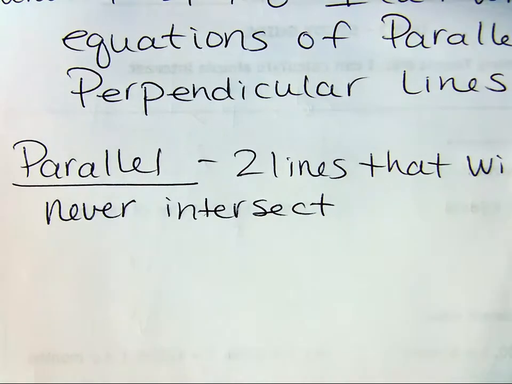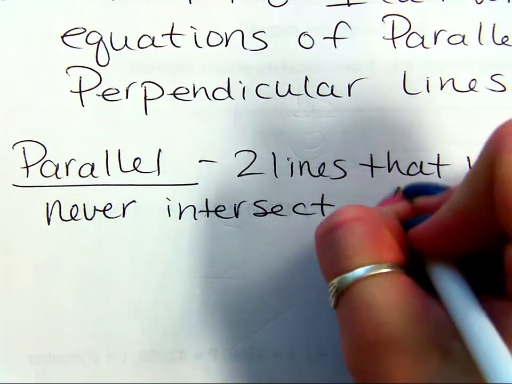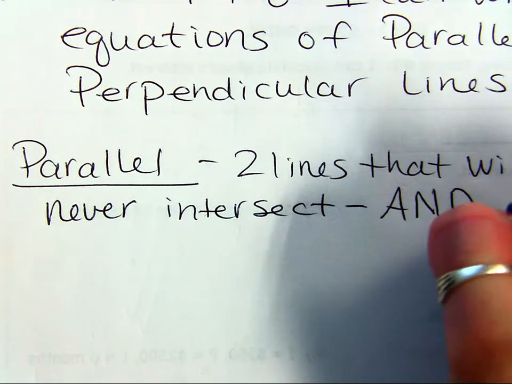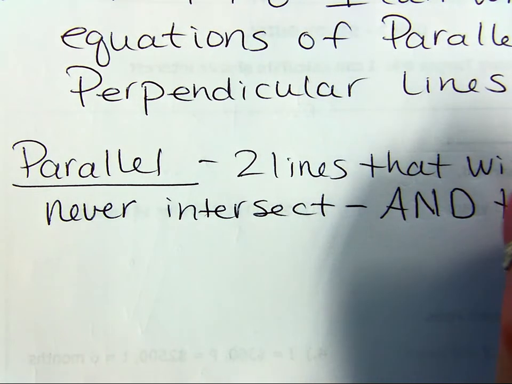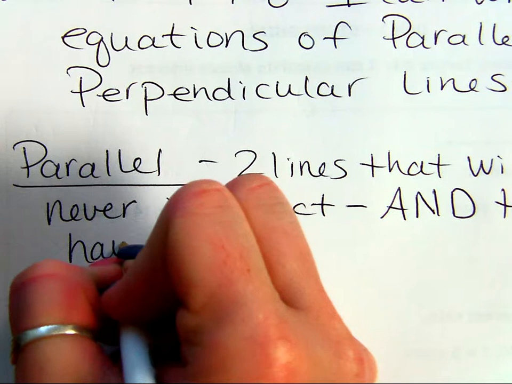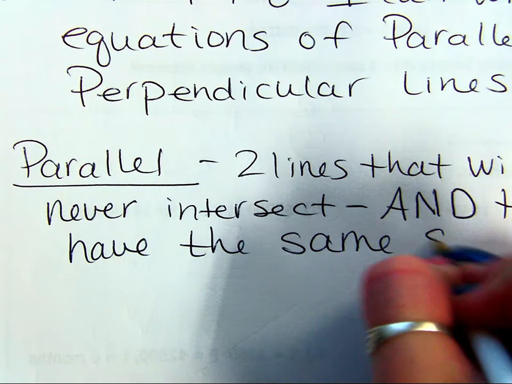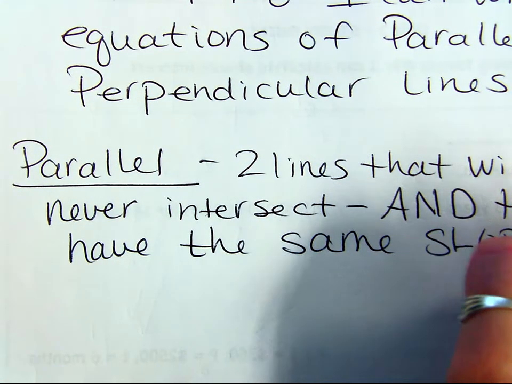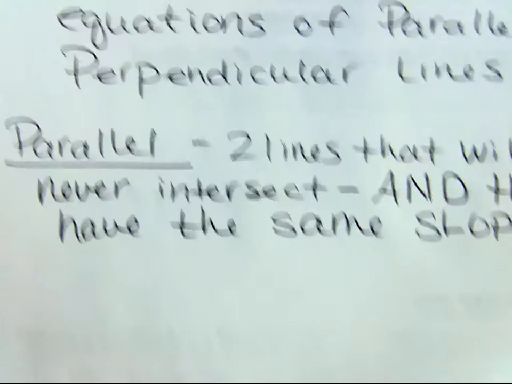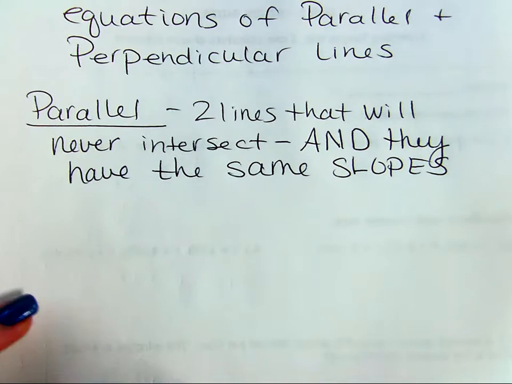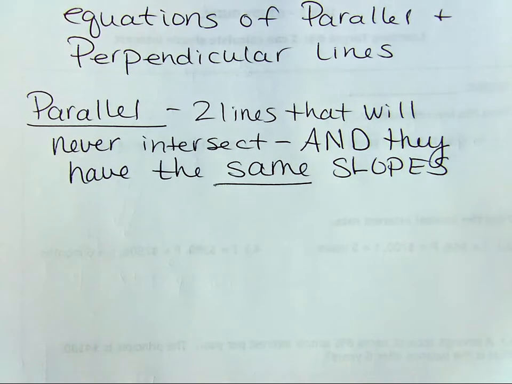Now, that's not all there is to it because we have to talk about how to incorporate the algebra part. So two lines that will never intersect, and I need you to add this, they have the same slopes, just different y-intercepts, right?